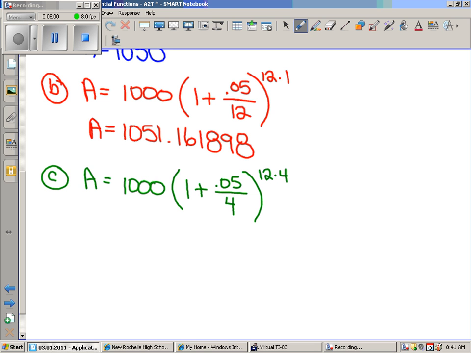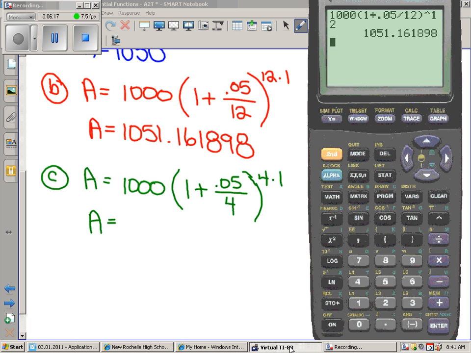12 times, not 12 times 4. What am I thinking? It's 4 times 1, right? N times t. Let's see how much this is, right? Just going to plug it into our calculator. Now, do you remember I showed you yesterday how to cut and paste using your calculator?